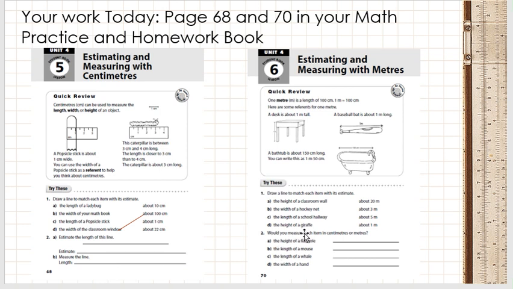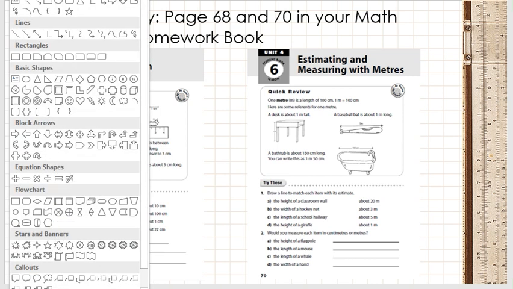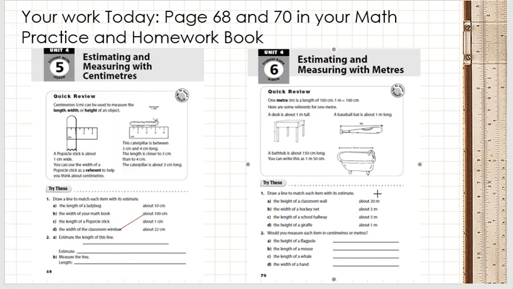Now, for page 70, again, you're gonna do the same thing. You're gonna match the lines. So you're just matching up what it says, and then with the numbers. So you have the height of a classroom wall, the width of a hockey net, the length of a school hallway, and the height of a giraffe. So I think that a giraffe is probably going to be the tallest. So I'm going to make that one 20 meters, okay? Let's make that a little bit better. So 20 meters is what I think it could be, okay?